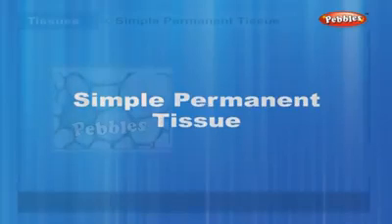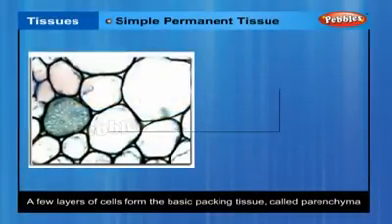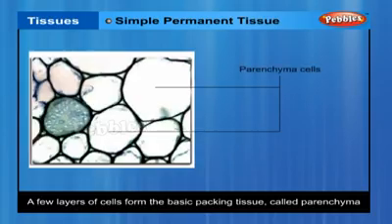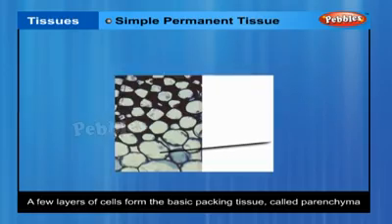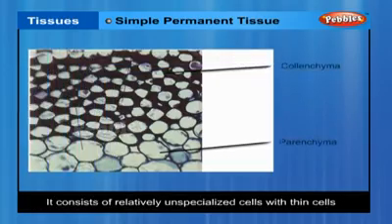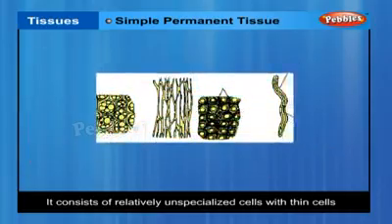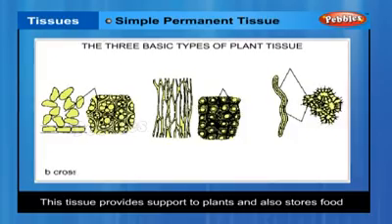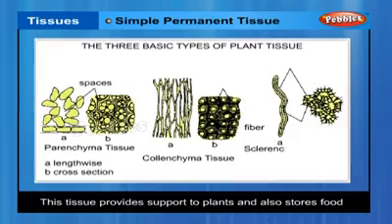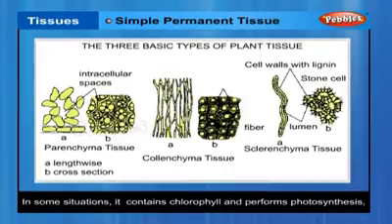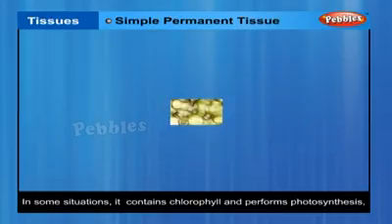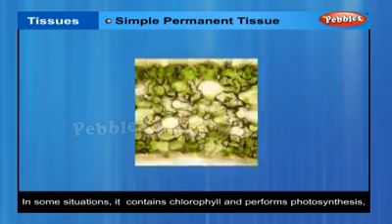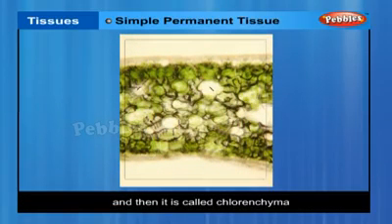Simple permanent tissue. A few layers of cells form the basic packing tissue. This tissue is parenchyma, a type of permanent tissue. It consists of relatively unspecialized cells with thin cell walls. They are live cells. They are usually loosely packed. This tissue provides support to plants and also stores food. In some situations, it contains chlorophyll and performs photosynthesis, and then it is called chlorenchyma.